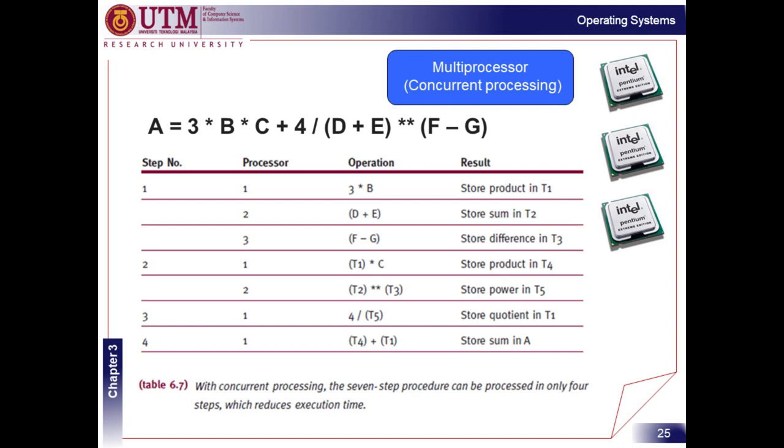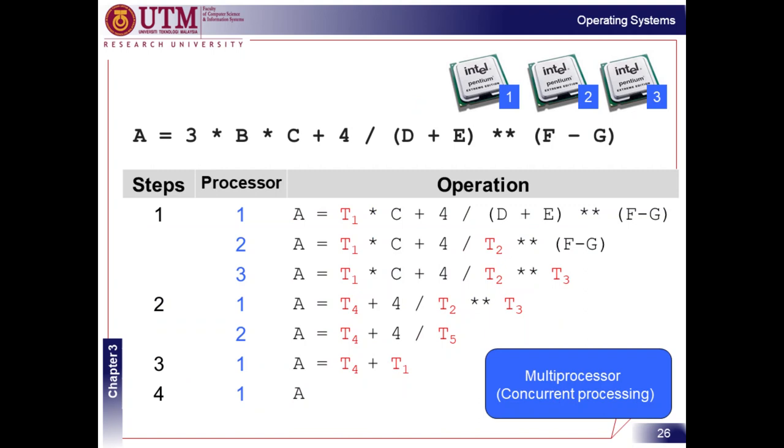By using concurrent processing, we can reduce the number of steps from 7 to 4, which improves the execution time of the equation. In this slide, we will continue from the previous one and show how to perform concurrent processing on a multiprocessor system. Concurrent processing means that multiple processors can execute different parts of a program at the same time, which can improve the performance and efficiency of the system.